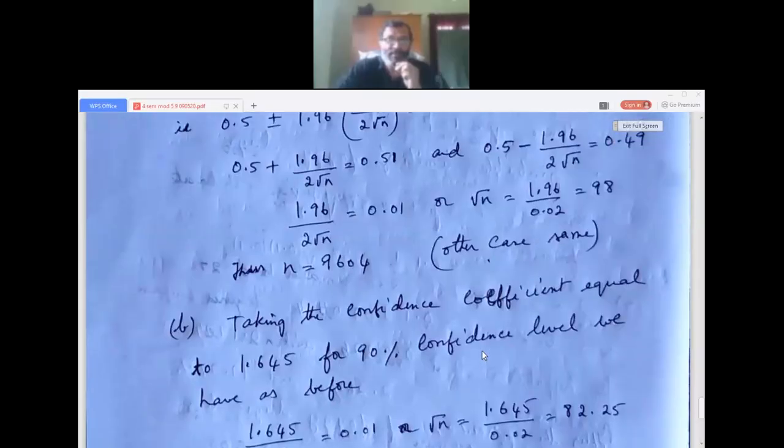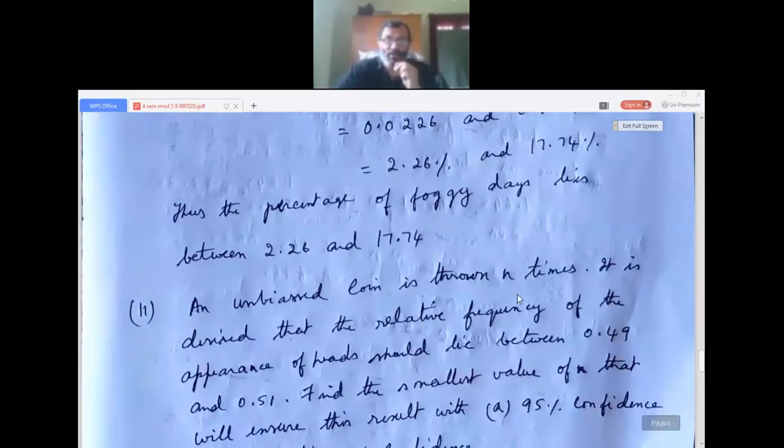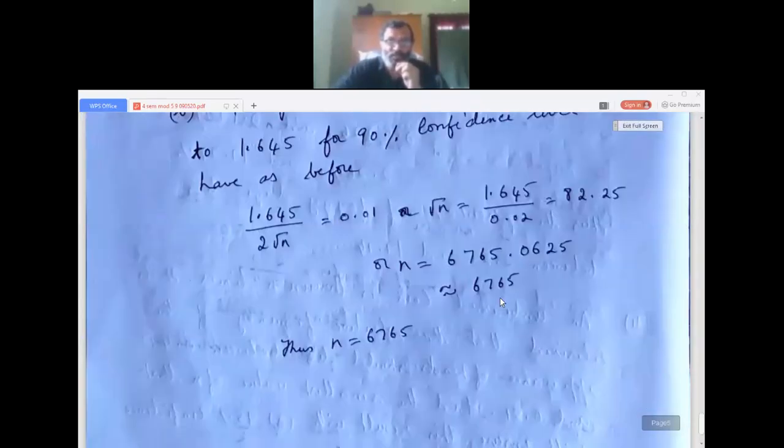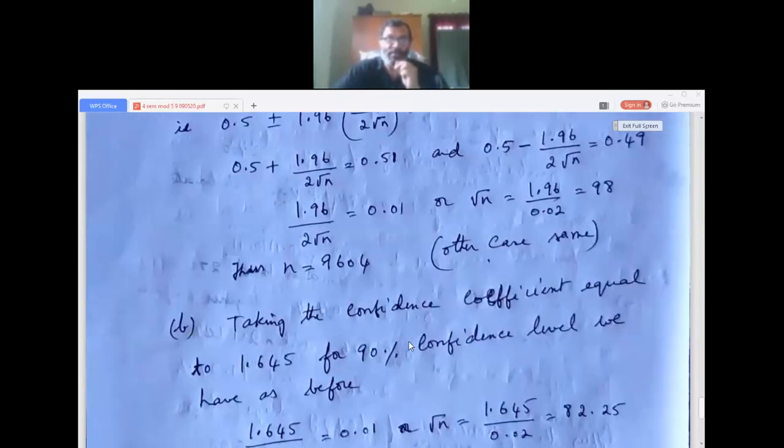So root n will be 1.645 by 0.02. That is, just check it, I might be wrong, 82.25. Then n will be equal to the square, 82.25 squared, you get so much. Because n is the number of times the coin is thrown, we cannot throw 1.5 times. N should be an integer. So we round it off to 6765 because the decimal is more than 0.5, so we take the next highest number. So n is 6765. So this last problem, please practice it.